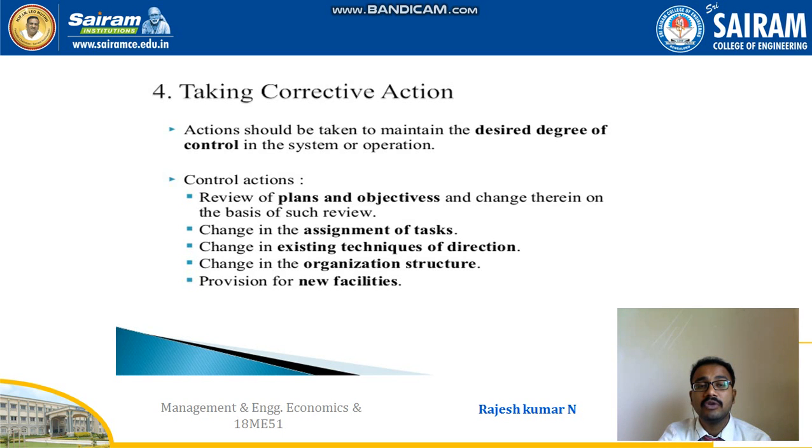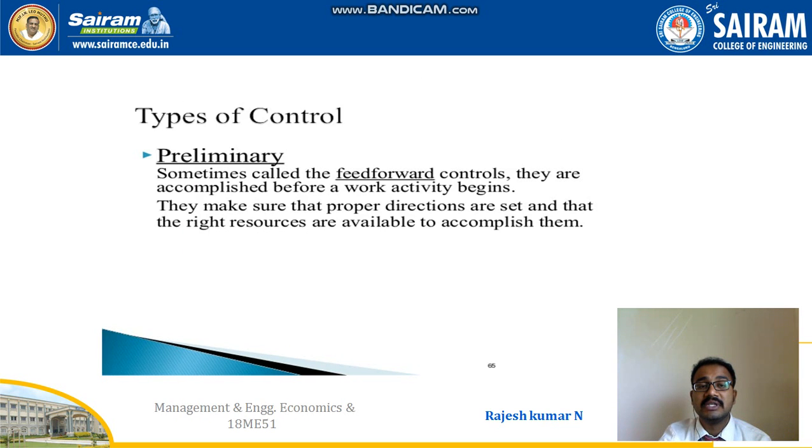And moving to the fourth step, taking corrective actions. Actions should be taken to maintain the desired degree of control in the system or operation. Control actions include review of plans and objectives and changes therein on the basis of such review, change in the assignment of tasks, change in existing techniques of direction, change in the organization structure, and provision for new facilities.